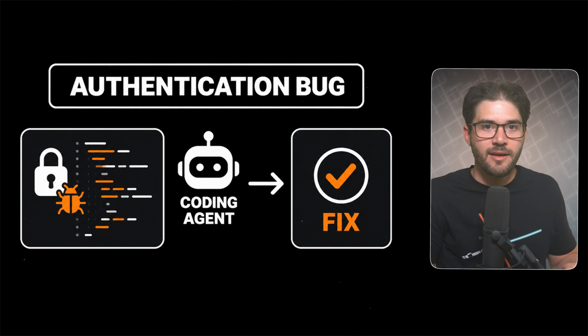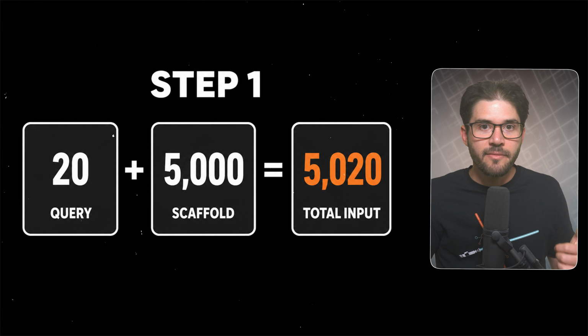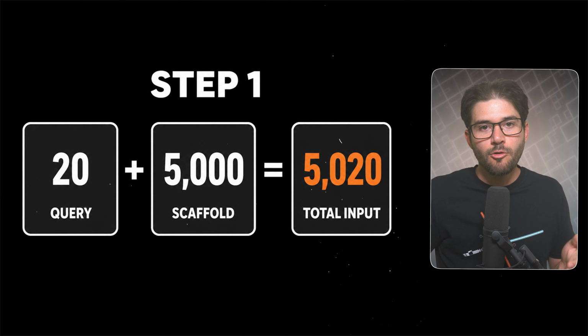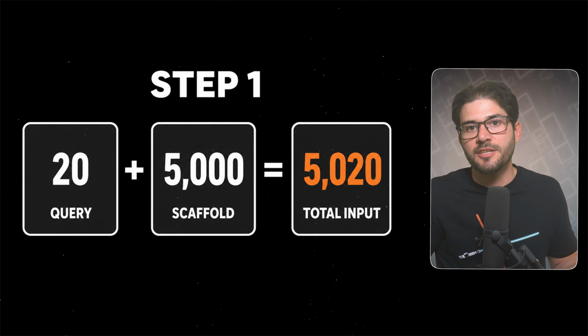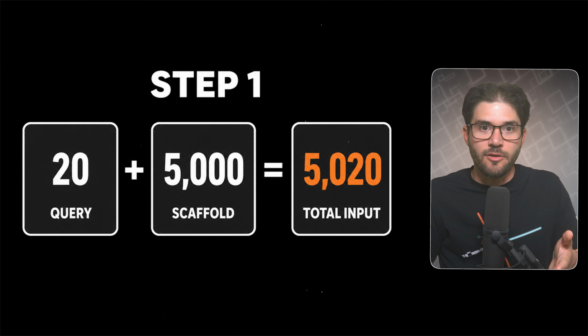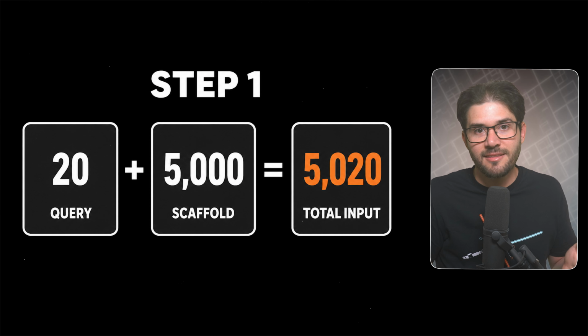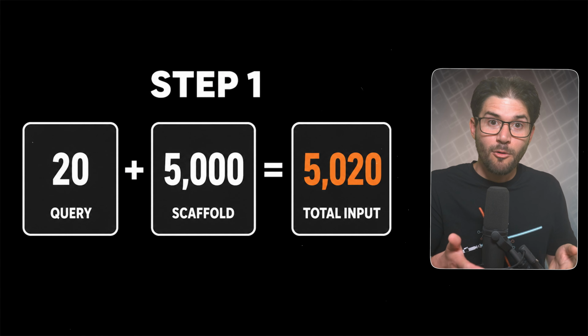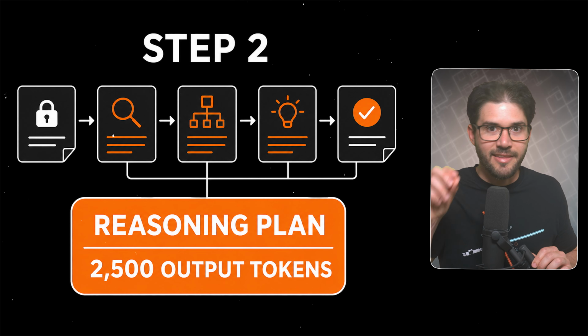Let's walk through a common task for a coding agent to illustrate this problem. Let's say we want to fix a simple bug. Here is the setup: you have a bug in your authentication code, for instance. Step 1, you query the model. You ask the agent, okay, fix the bug in my authentication code. Your query, in this case, is 20 tokens. There is a hidden system prompt, the scaffold tokens, with 5,000 tokens, for a total input to the model of 5,020 tokens.